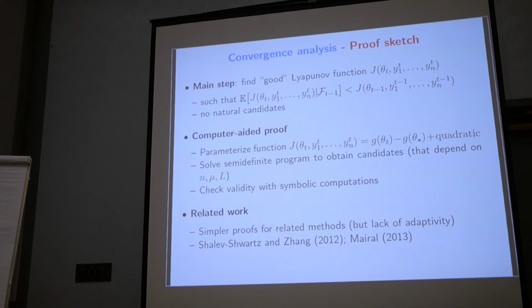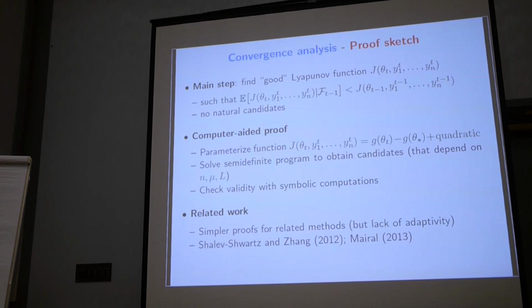So what we have done is to simply parameterize this Lyapunov function and realize that this condition ends up as a semi-definite program on the parameters of that function. So you can simply use an SDP to find the good Lyapunov function. Then once you have a good candidate, you have to check that it is true, and we use symbolic computations to do this. For the first version of the work, we did all of this by hand, and it took a while.